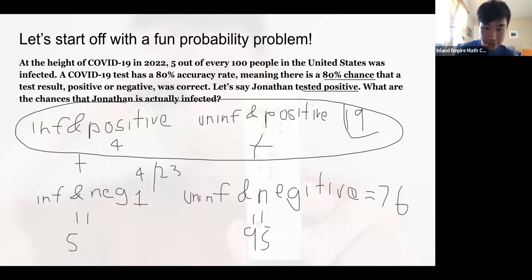So there was a 4 out of 23 chance that Jonathan was actually infected, which is approximately, according to the calculator, a 17% chance that he is actually infected, if we're in 2022. So does this entire thing make sense to everybody? Do you have any questions?